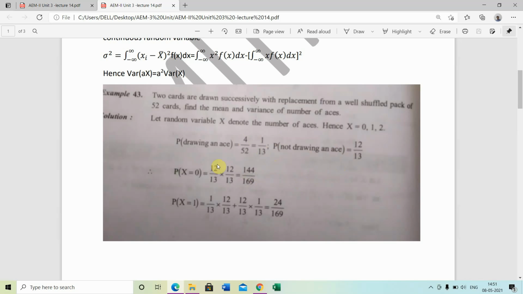So for the probability P(X = 0): if we draw a card, replace it and draw another card, then the probability of not drawing an ace is 12 upon 13 multiplied by 12 upon 13, so 144 upon 169. Similarly for X equals 1, one card is an ace and another card is not an ace. So P(X = 1) equals 1 upon 13 if the card is an ace, multiplied by 12 upon 13 if the card is not an ace, plus the case where the first card is not an ace and the second is an ace. So total is 24 upon 169.